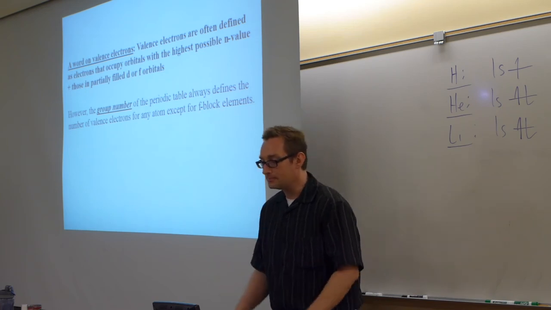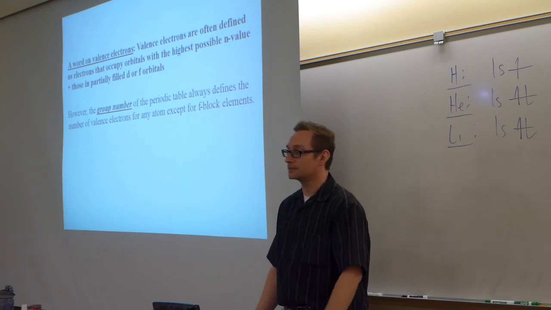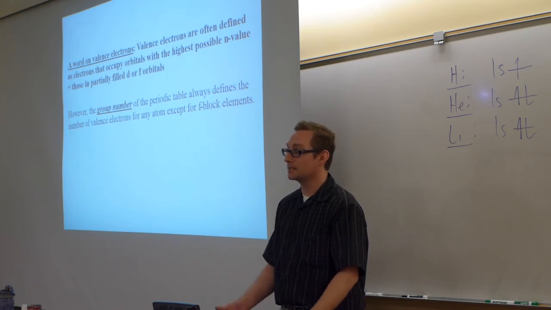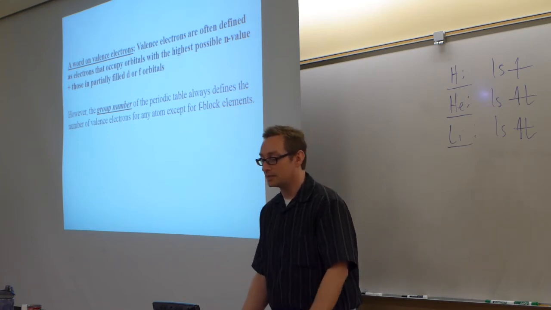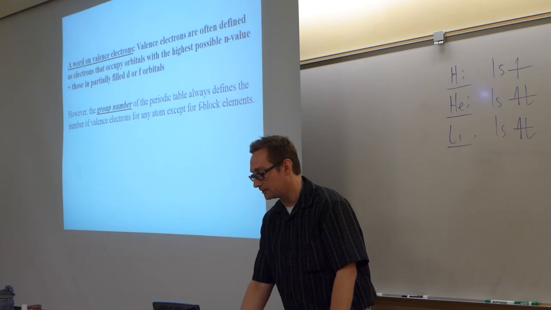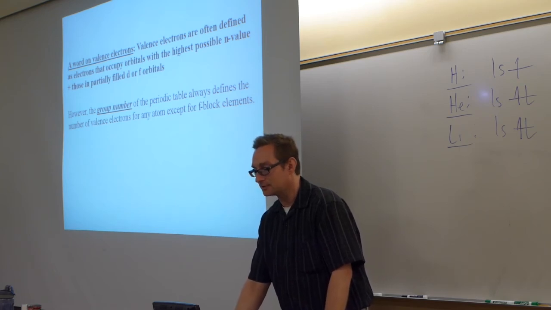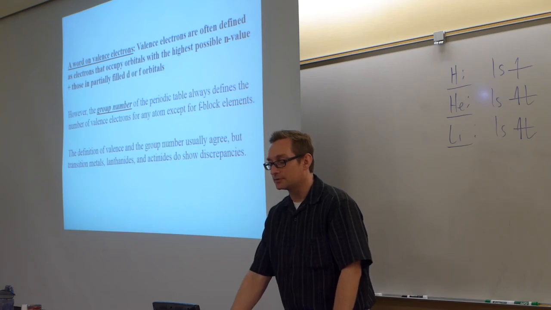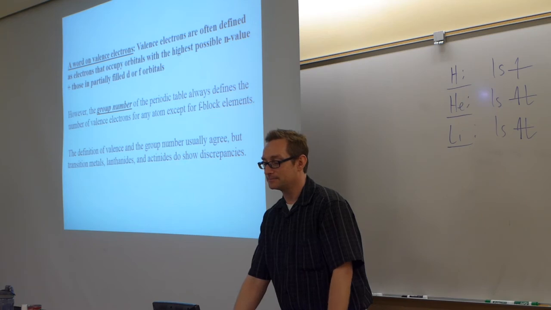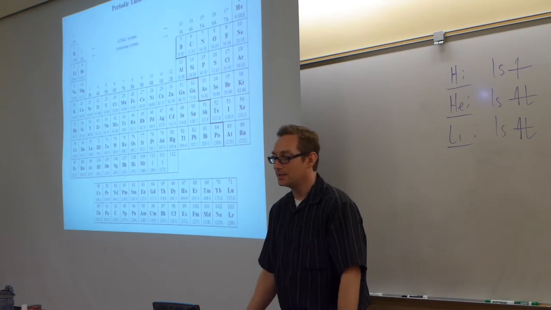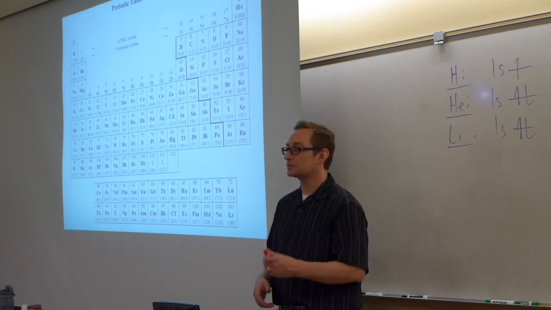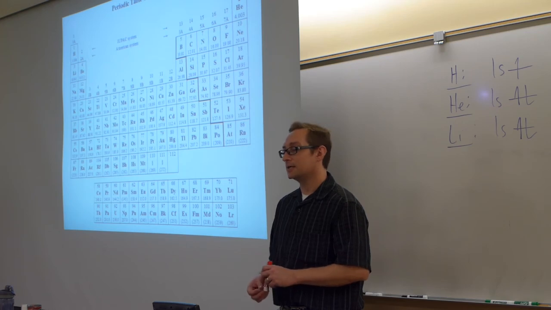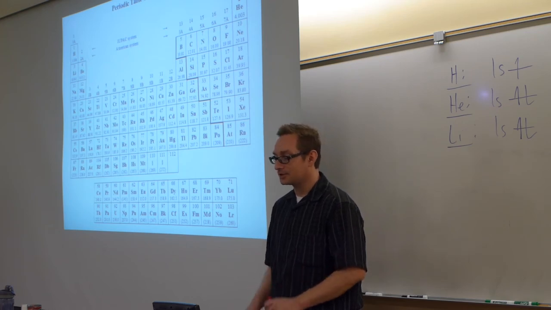Okay, but for the D and F block elements, I mean for the D's and the P's and the S's, we can say, okay, these should have a certain number of valence electrons. So the definition of valence and the group number usually do agree, but the transition metals, lanthanides, and actinides do show discrepancies. Okay, and I'll illustrate this. When you look at a periodic table from one source versus another, it drives me batty. Okay, and I'll show you why.